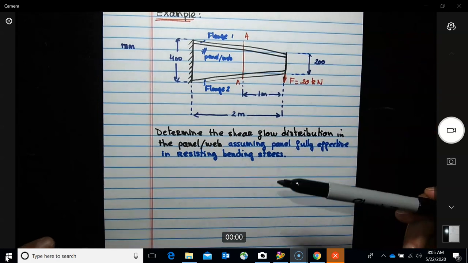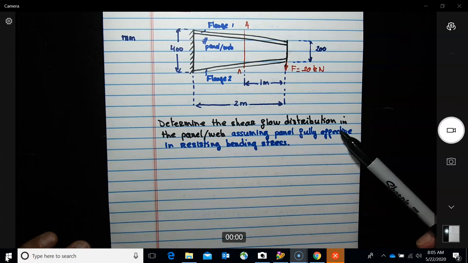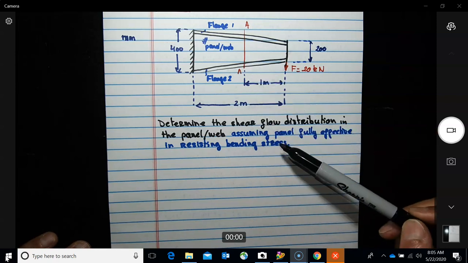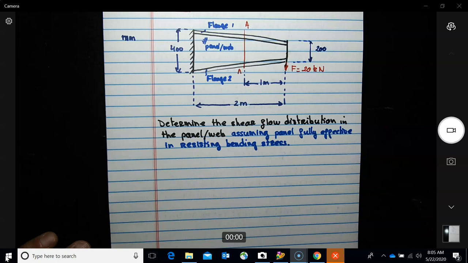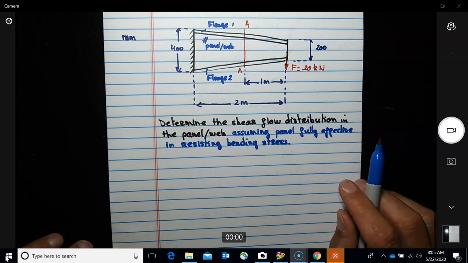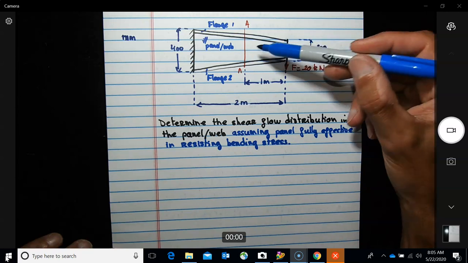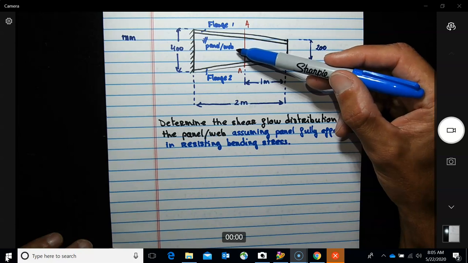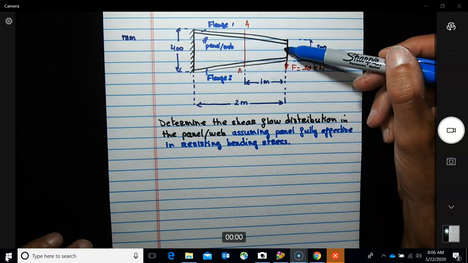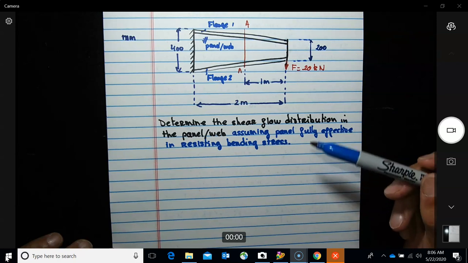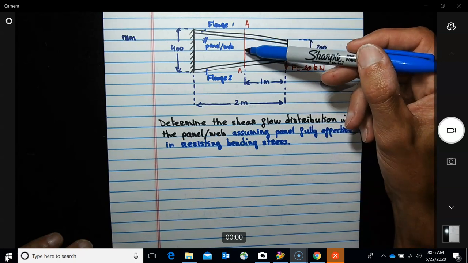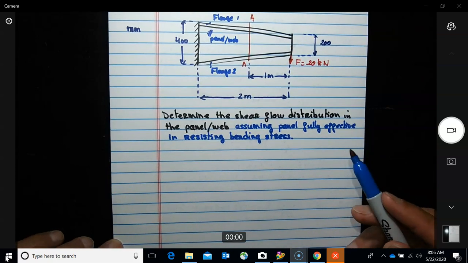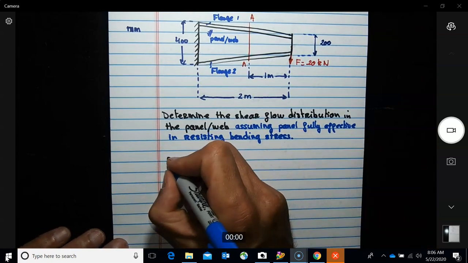All right? And for this case, they ask you to determine the shear flow distribution in the panel at this section, assuming the panel is fully effective in resisting bending stress. So what does that mean? Remember, we had two cases, case one and case two. In case one, the panel cannot resist any bending stress, so it's just resisting the shear in the panel. But if it can resist bending, that is case two, so basically we know that we are in case two.